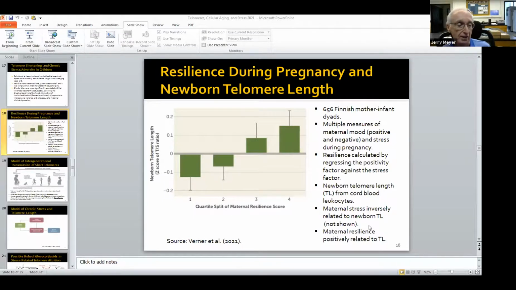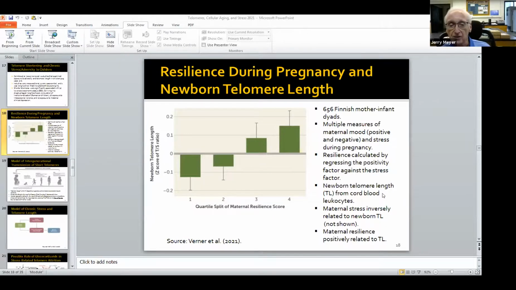I'm only showing you one graph, so I'm not showing you this graph, but maternal stress was inversely related to newborn telomere length. So the greater amount of maternal stress tended to be related to a lower telomere length in their newborn babies. But on the positive side, since they also measured positive indicators in the mothers, higher resilience scores, these are quartiles, were related to a longer length of telomeres.